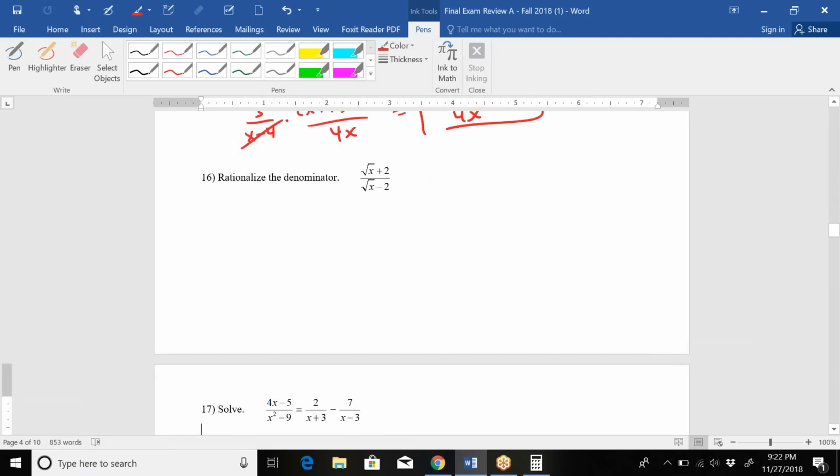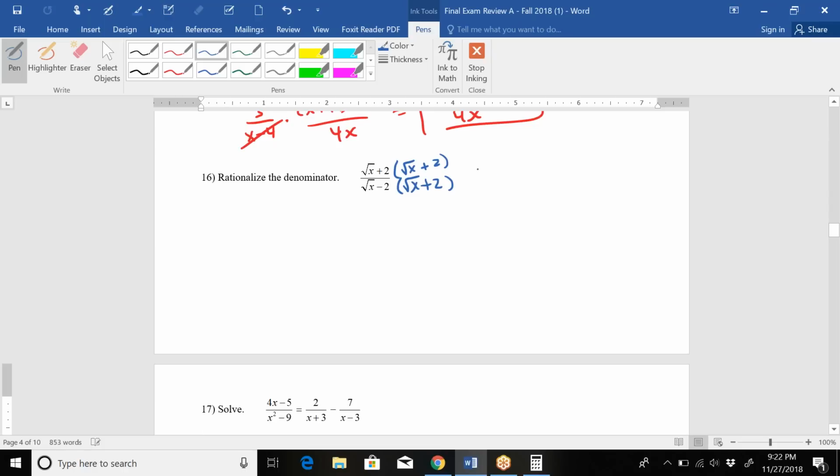Okay, for number 16, it says rationalize, which means we want to get radicals out of our denominator. So the way you do that when there's a binomial in the bottom is you use something called the conjugate. The conjugate is the exact same 2 terms, but we change the sign in the middle. So we're going to multiply both top and bottom by the same thing to keep the fraction balanced.